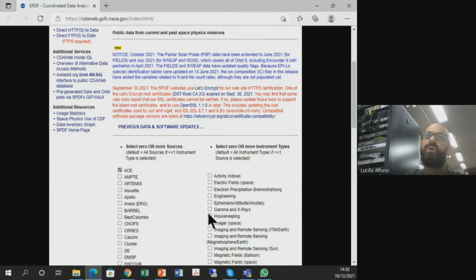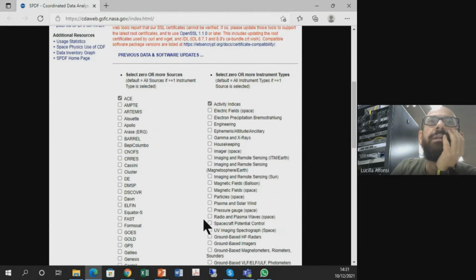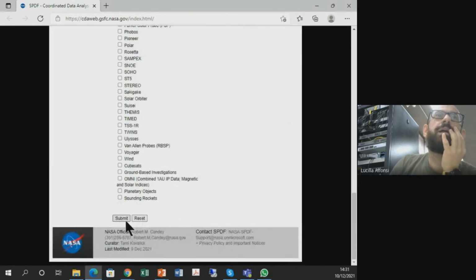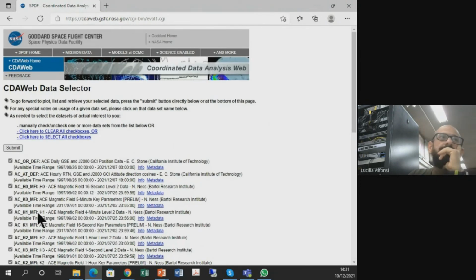satellite, and then the parameter we want to retrieve from the database. So we can select, for example, the activity indices, the plasma and solar wind parameters, magnetic field from space, and that's it. Clicking submit, you will be redirected to the related pages. Here you can select a different data set from different instruments on board the same satellite.